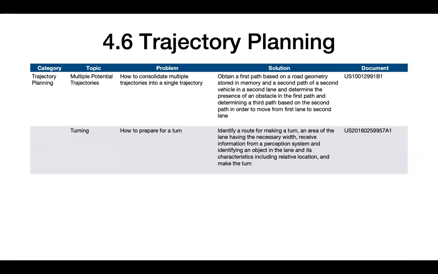Last one here, turning. How do I prepare for a turn? Identify a route for making a turn, an area of the lane having the necessary width, and receive information from my perception system to identify an object in the lane and its characteristics and make the turn. So this is a 2018 publication. Once again, this is not specific to what they call an unprotected left turn. That is not anything that I saw in this reference.